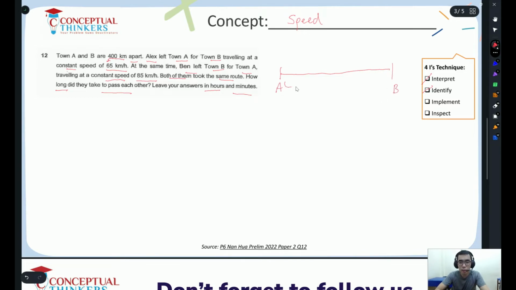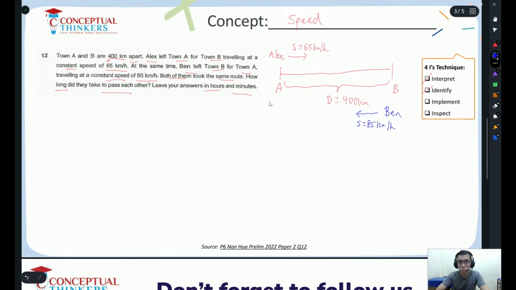Next, they also mentioned that the distance between Town A and Town B is 400 km apart. Okay, now we have two people. One is Alex. So Alex will be traveling at a constant speed of 65 km per hour. Then for Ben, I use another color, so he will be traveling at the speed of 85 km per hour.